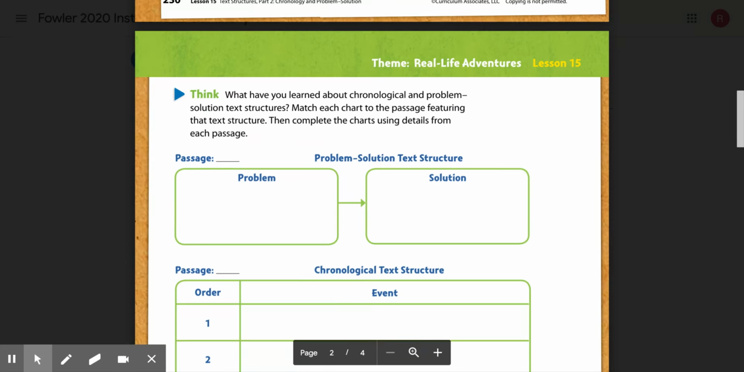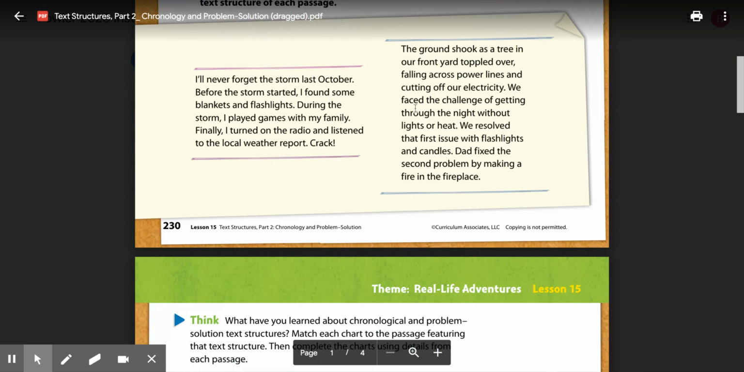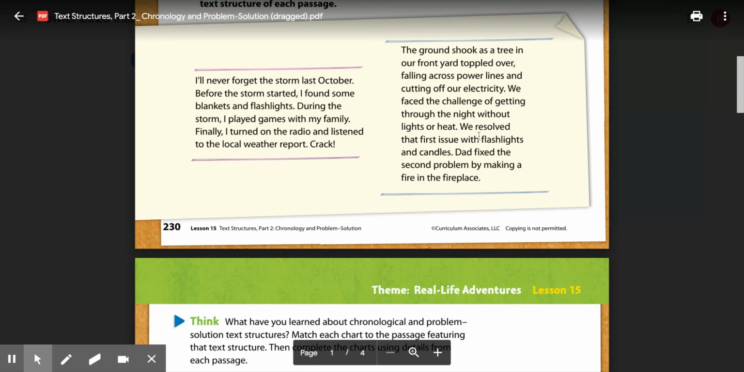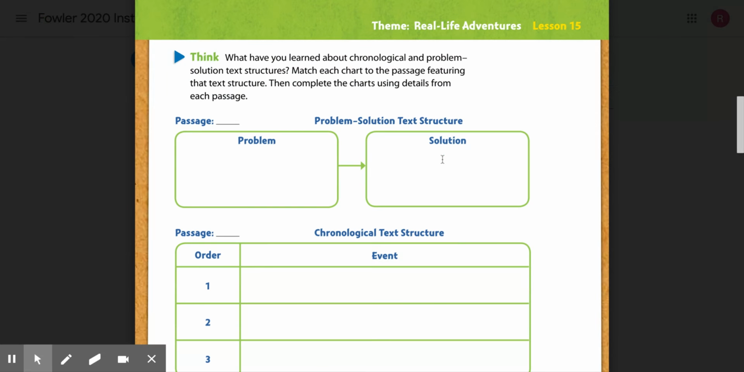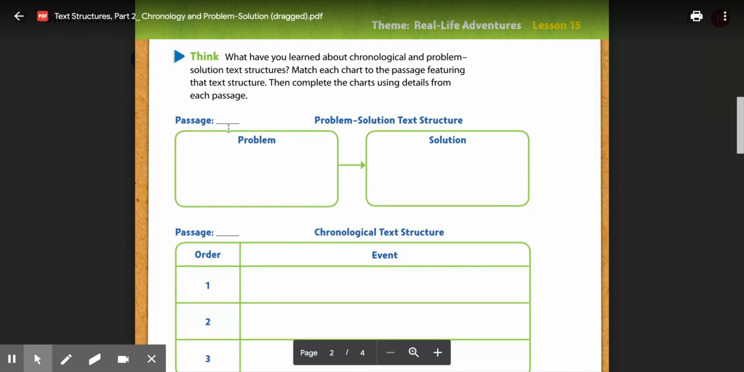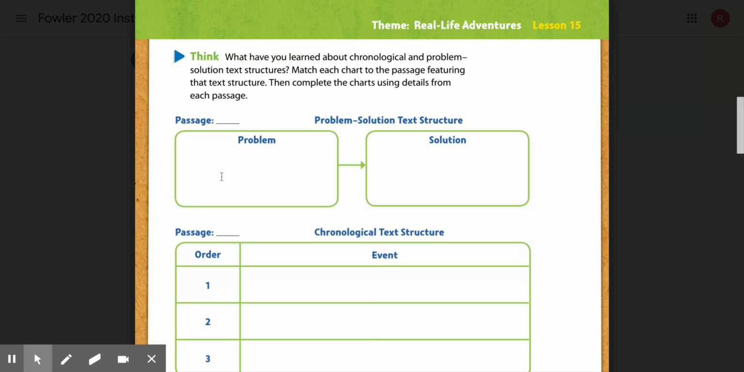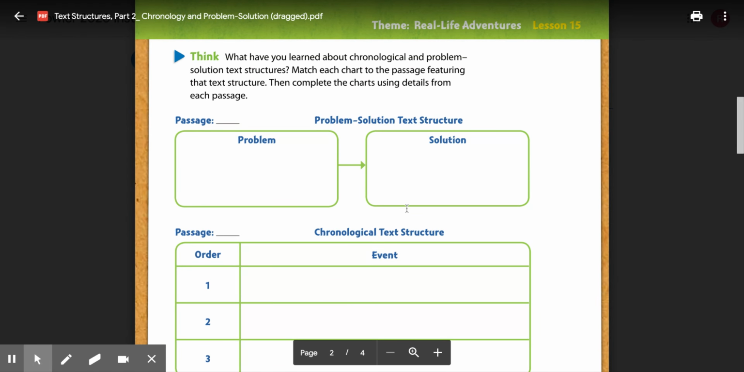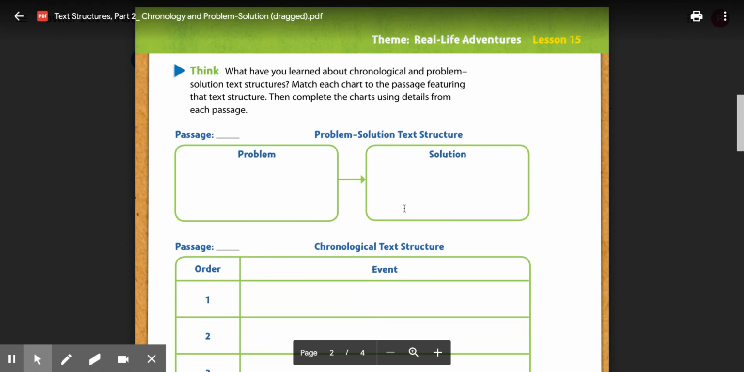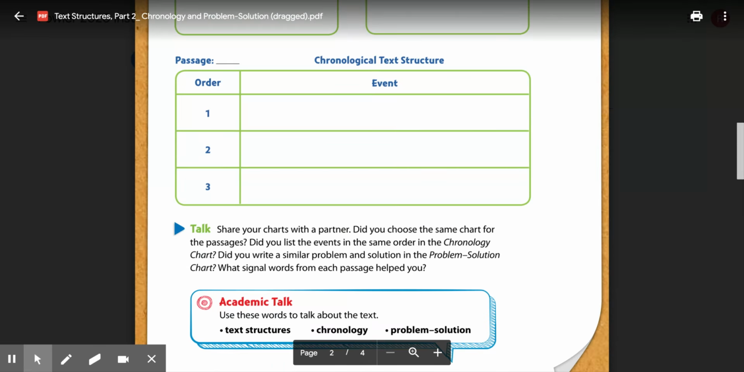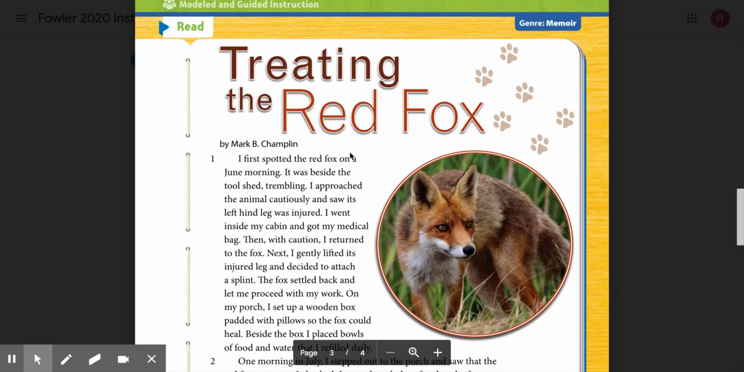So what you're going to do is decide: is passage 1 chronological and passage 2 problem and solution, or is passage 1 problem and solution and passage 2 chronological? If passage 1 is problem and solution, you'll put a 1 in the blank here and then a 2 here. If passage 2 is problem and solution, you'll put a 2 here and a 1 here. This is printed out for you to write your answers on, in the packet in the folder that I gave to you. All right, here we go.